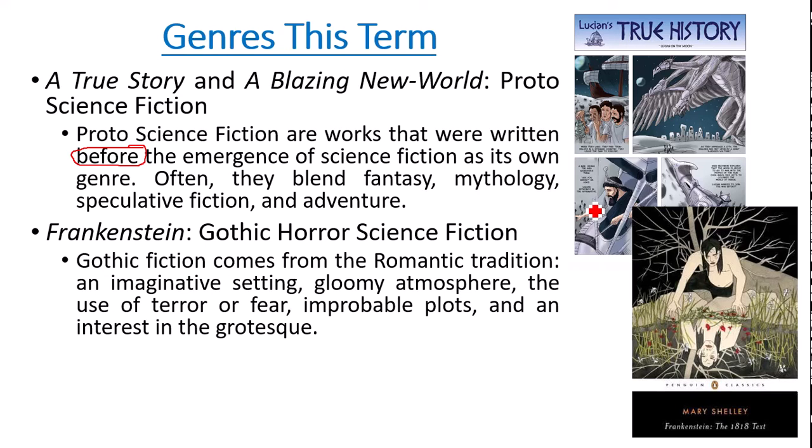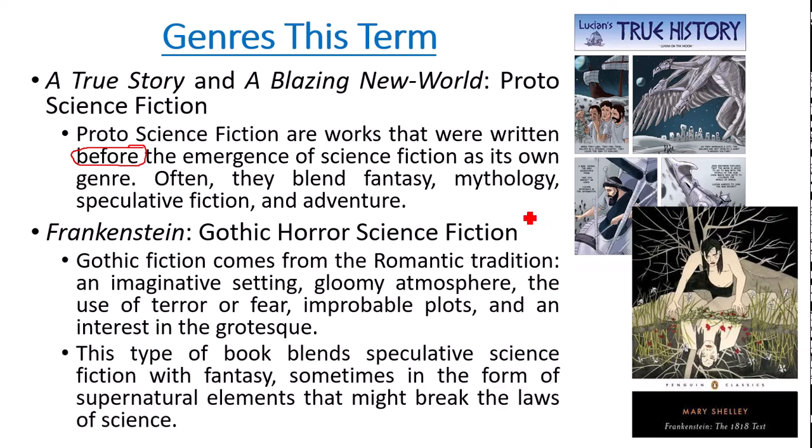And so you have these Gothic elements, if you think about Edgar Allan Poe, mixed together with a little bit of science fiction. And really, a lot of people think of this as the first science fiction book, at least the first one written in English. A blending of speculative science and a little bit of fantasy in the form of supernatural elements that might break the laws of science, but certainly speculate as to how that might be able to occur.